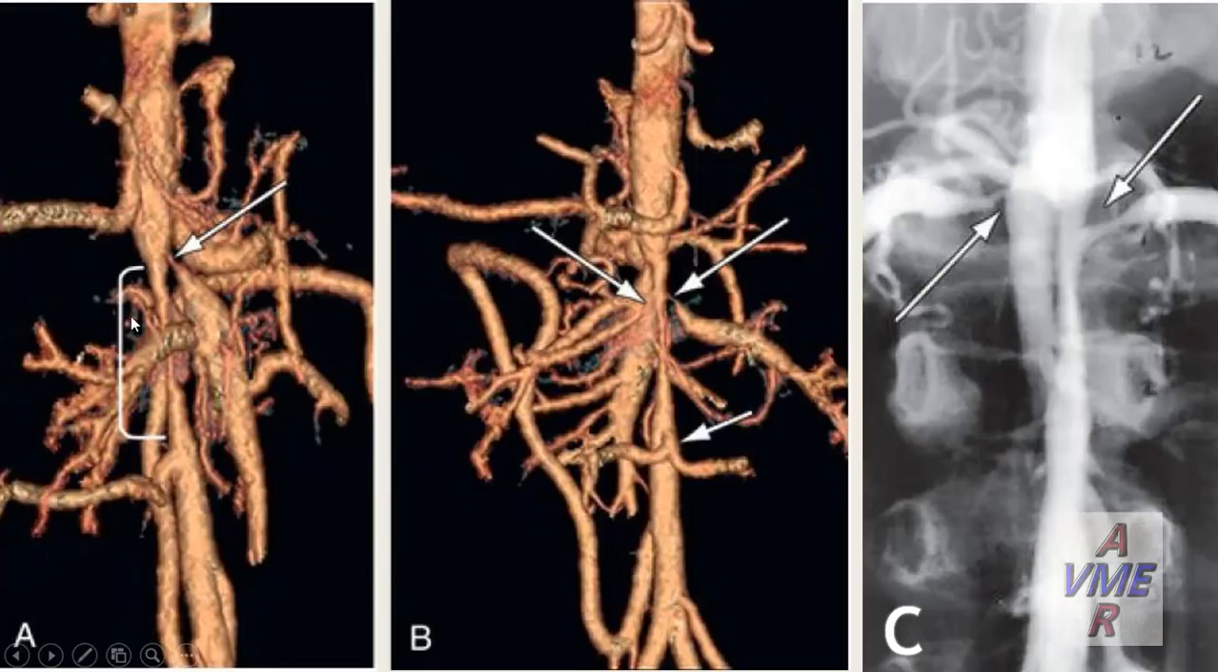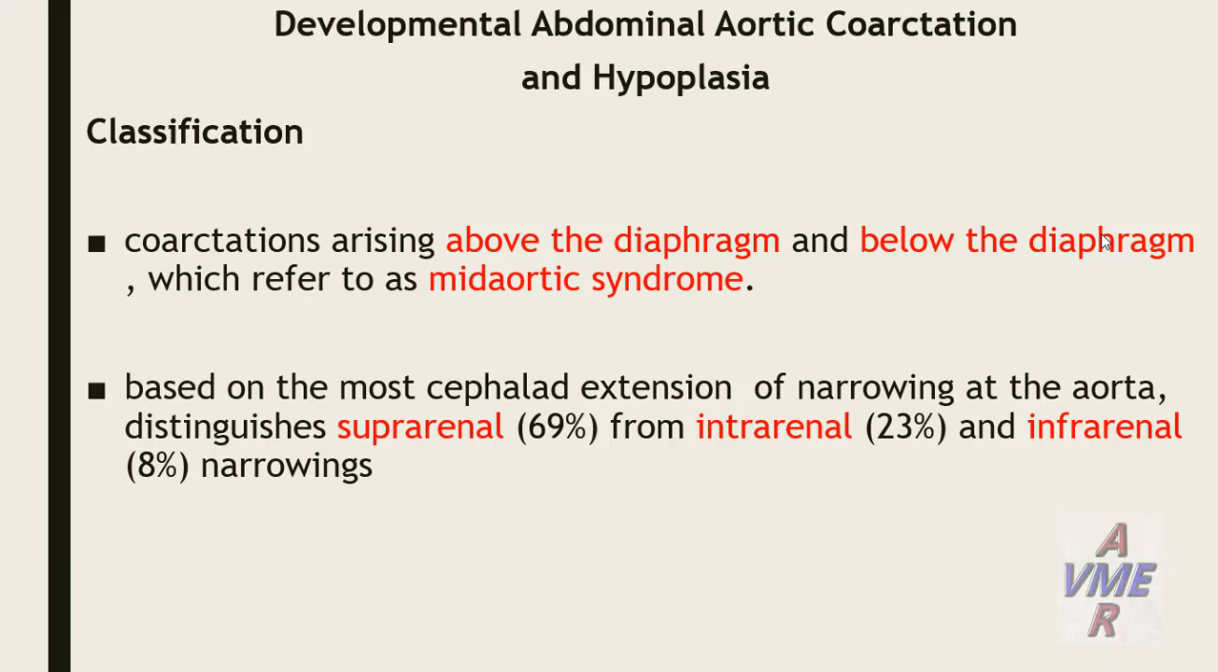So this is the suprarenal narrowing and hypoplasia of the aorta with superior mesenteric artery narrowing at the ostium, which is the most common type, suprarenal. We have intrarenal aortic hypoplasia or narrowing with renal ostium stenosis on both sides, and this is special for the infrarenal aortic hypoplasia. So this is the anatomical classification of developmental abdominal aortic coarctation and hypoplasia, either above the diaphragm or below the diaphragm, which is called mid-aortic syndrome: suprarenal, intrarenal, and infrarenal.